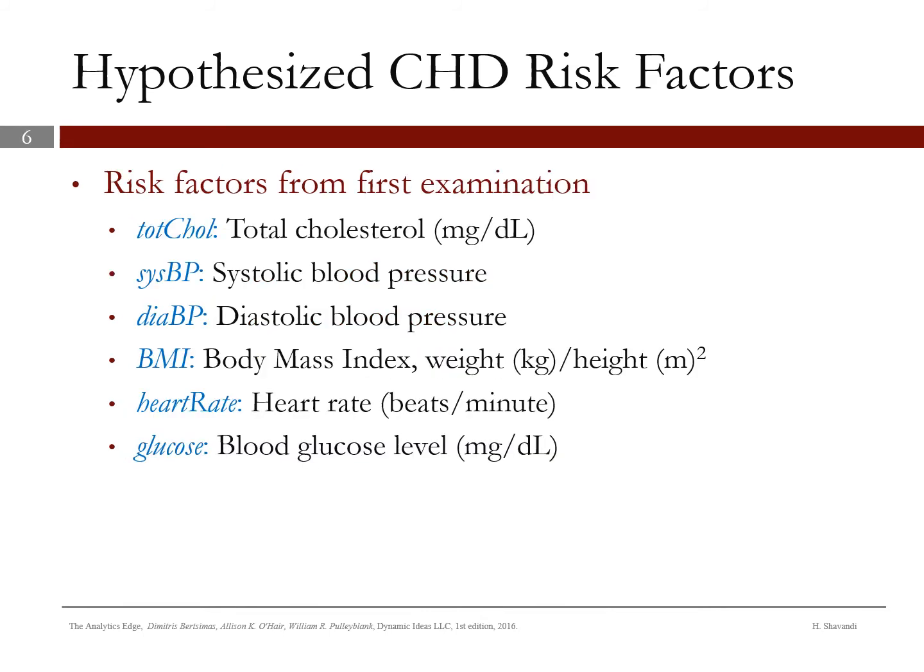And here we have the fourth category of risk factors, which is about physical characteristics and health situation. So we have total cholesterol, systolic blood pressure, diastolic blood pressure, BMI as body mass index, heart rate in beats per minute, and glucose, the blood glucose level.